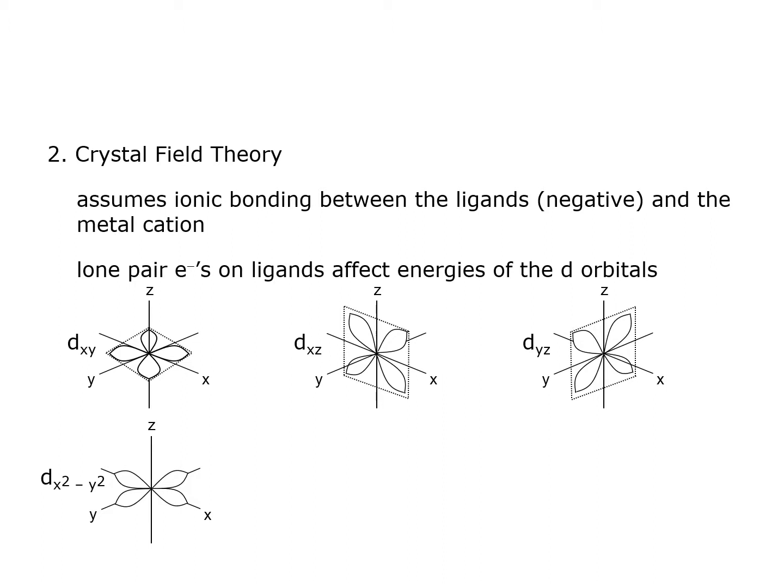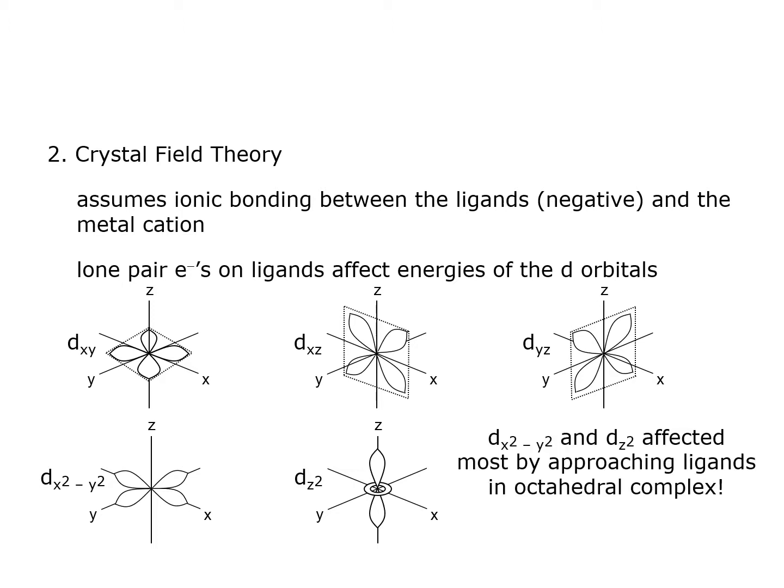The dx squared minus y squared also looks like a four-leaf clover, but here, as the symbol would imply, the lobes lie directly on the bonding axes, along the y-axis, along the x-axis, not in between. And the dz squared, the funny looking one with the donut, notice how its orbital lies directly along a bonding axis also, in this case, the z-axis. These last two orbitals, because they lie on the bonding axes, are expected to be affected the most by approaching ligands in an octahedral complex.